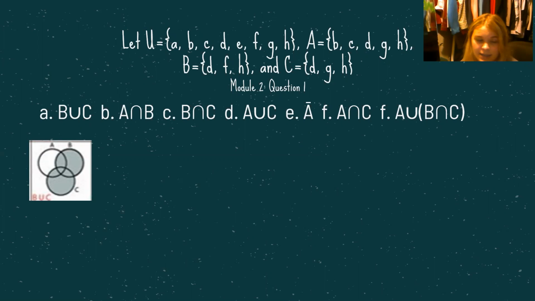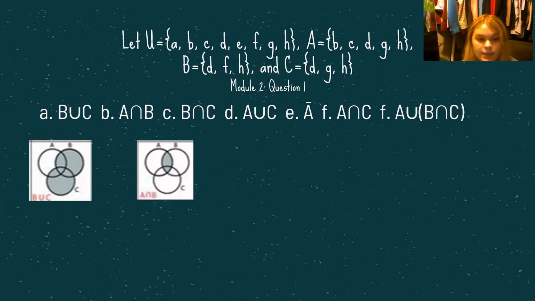In question B, it's asking us to represent A intersection B, which is all the things in common of A and B together represented in one diagram, which can be shown as such, because we only have the things in common between A and B in the diagram.